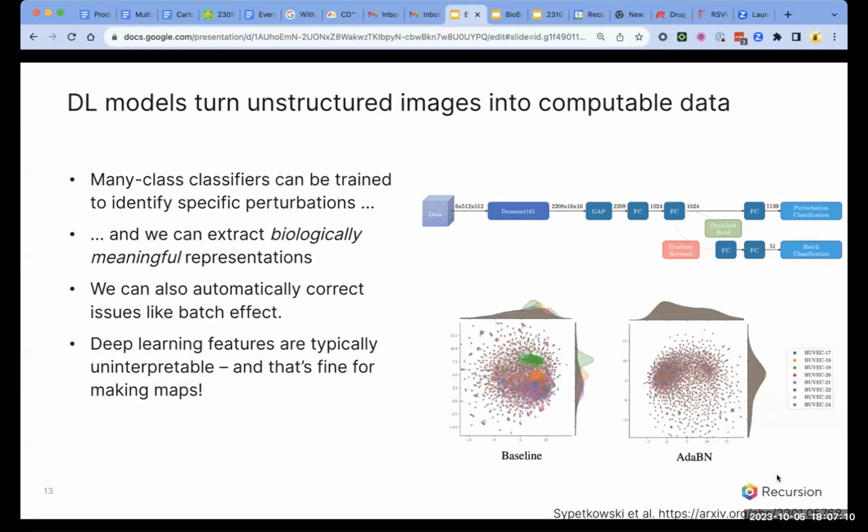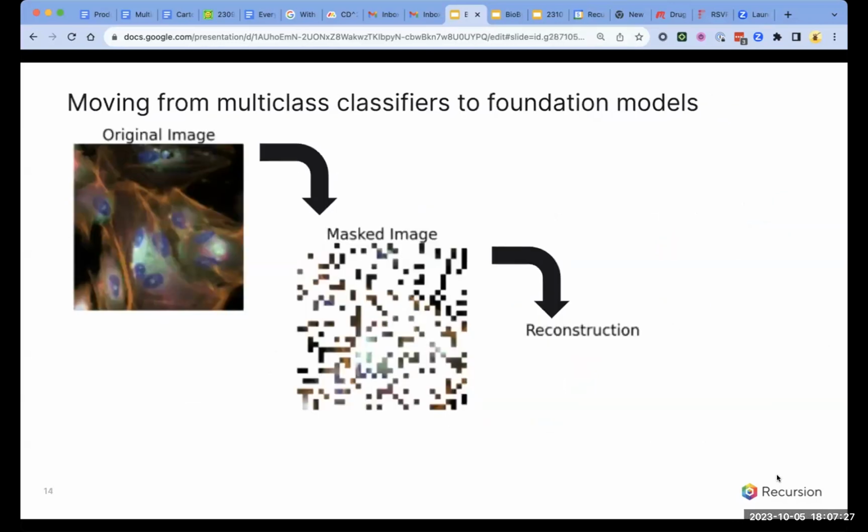So the one challenge here is that these features are typically uninterpretable, but that's totally okay, because what we're doing is we're using these features as a space in which to compute similarity or dissimilarity of images. And that is what we use to make the maps. So we don't need interpretability here. More recently, you may have seen on Twitter some of our posts that we've been moving from these multi-class classifiers to foundation models. And I am absolutely not going to steal Oren's thunder, other than saying what we're doing is we're taking this crazy thing of taking an original image, masking out 75% of it, and then saying to the model, tell me what that original image looked like.